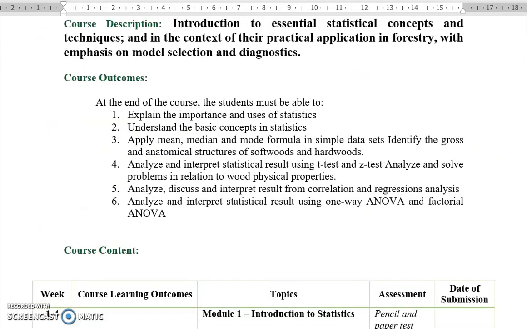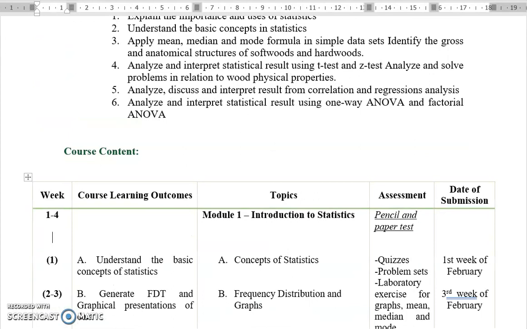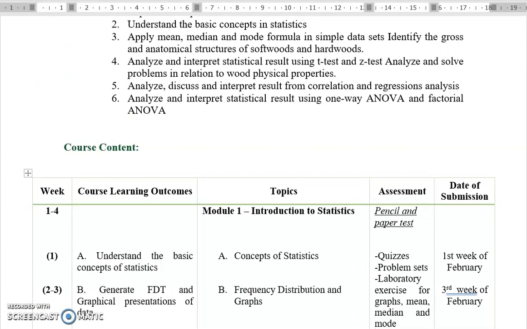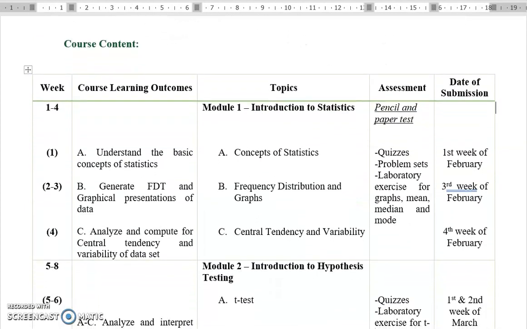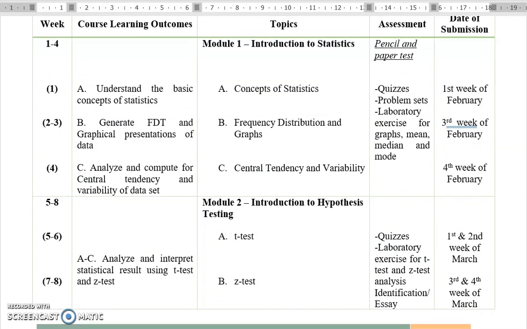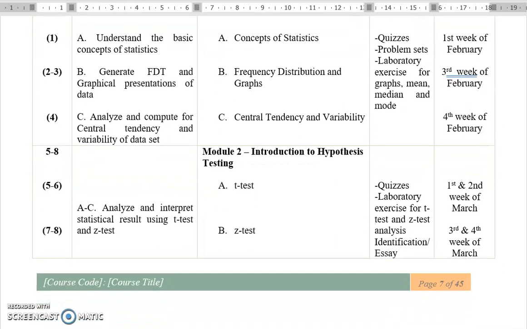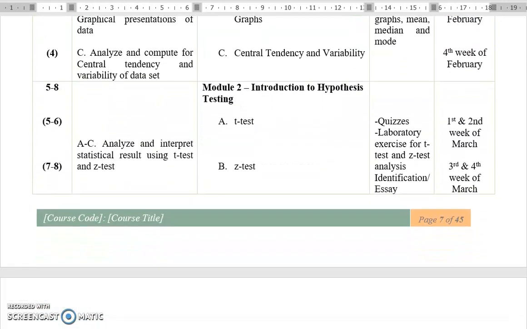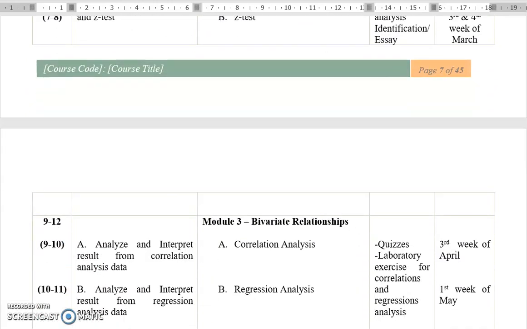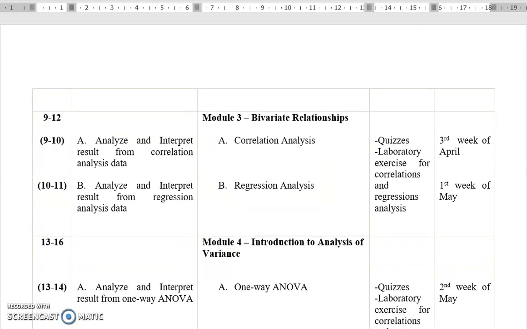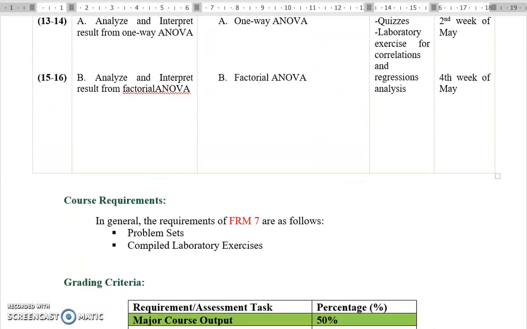So we have here, you read your course content. These are our deadlines for our course content. We should be here at Module 1, Concepts of Statistics and Frequency Distribution and Graphs. This is our target for the first to third week of February. Then you have here again quizzes and laboratory exercises, which I will be giving to you, and so on and so forth.